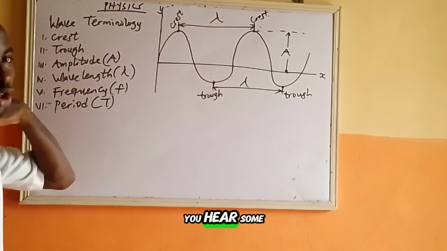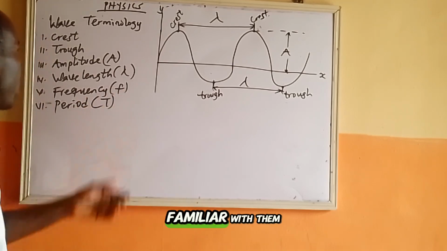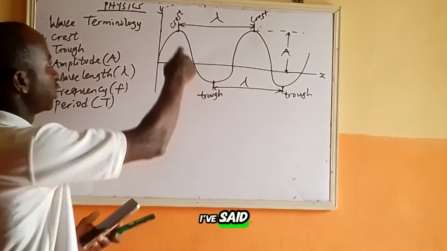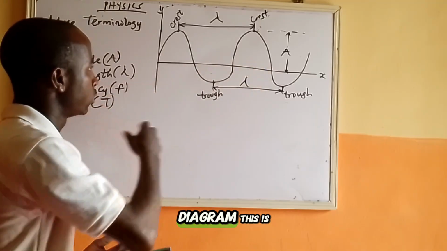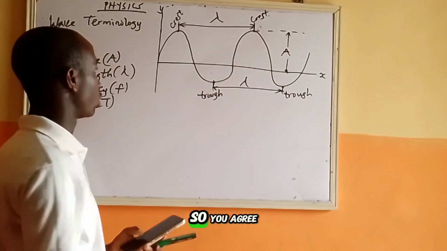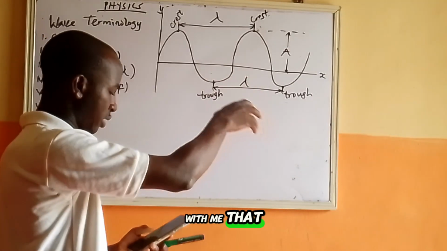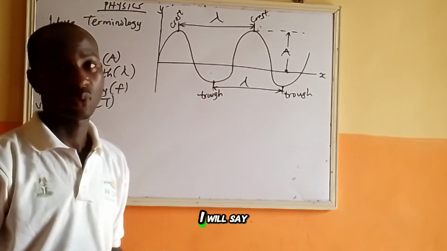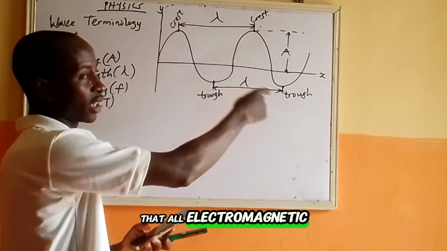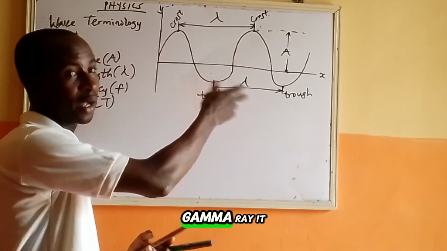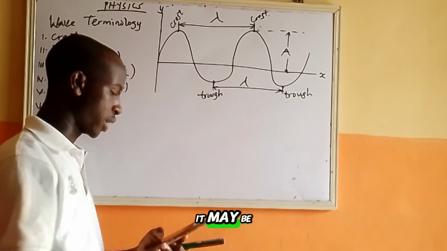Terminology. When you hear some terms in waves, you should be familiar with them. The first one is the crest. Look at this diagram, which is an example of a wave. Which type of wave is this? This is a transverse wave, and we said that all electromagnetic waves are transverse waves. So this may be an X-ray, a gamma ray, ultraviolet, or anything.